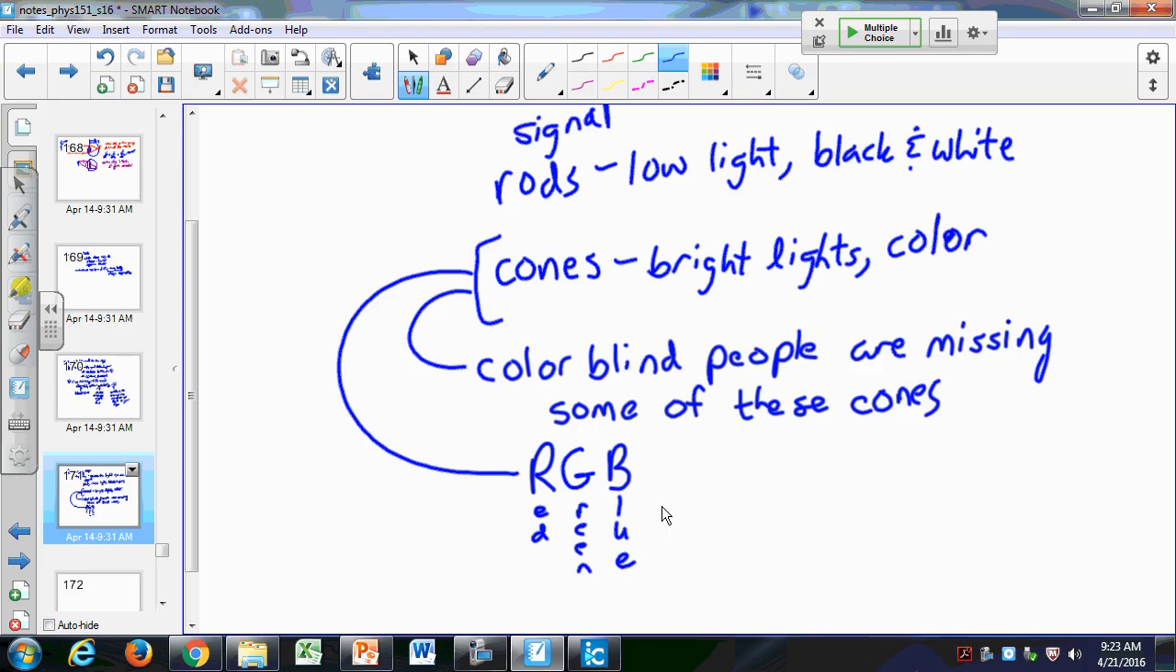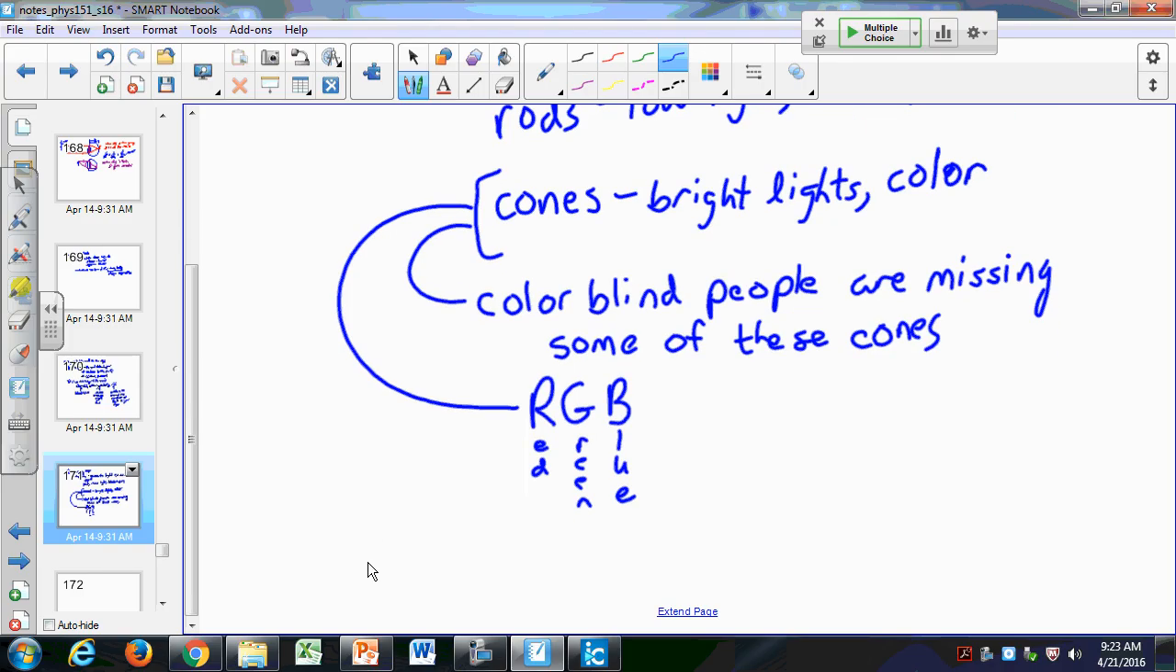My son is colorblind. I think he's red-green colorblind, that he can't distinguish between those two. But you can be different kinds. Okay.